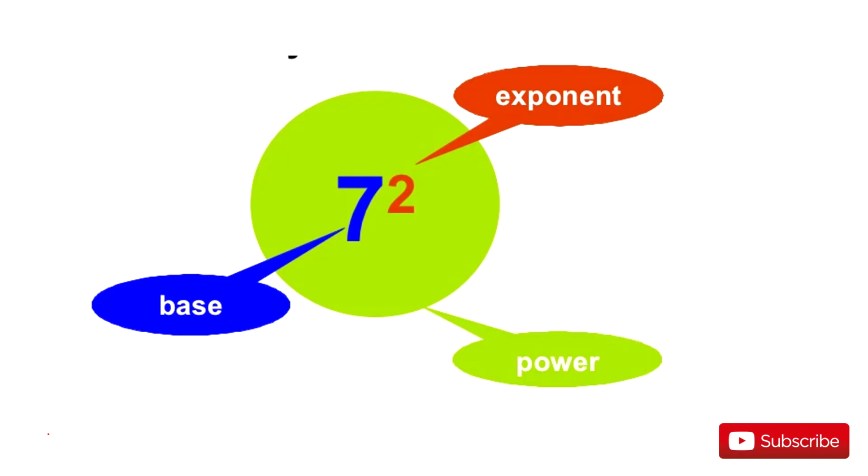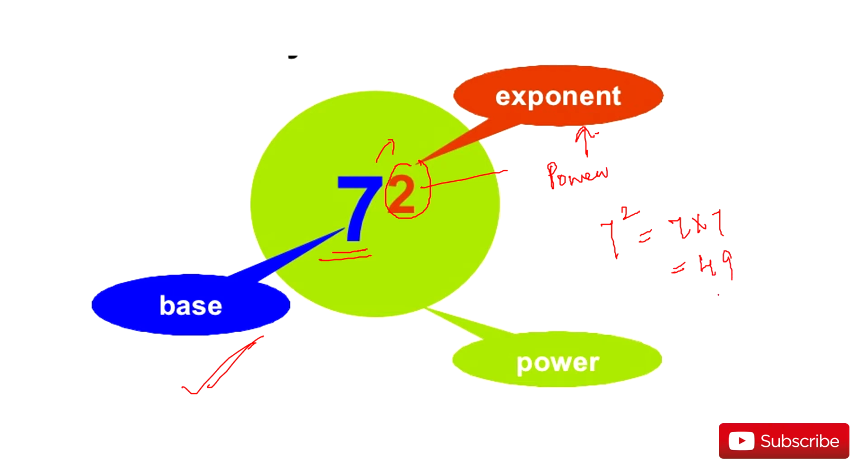Let us understand. All of you can see a number 7 to the power 2. Here the 2, the power, is called the exponent. And the number below it, on which the power lies, is called the base. If I say 7 to the power 2, that means 7 has been multiplied 2 times. That is, 7 sevens are 49.